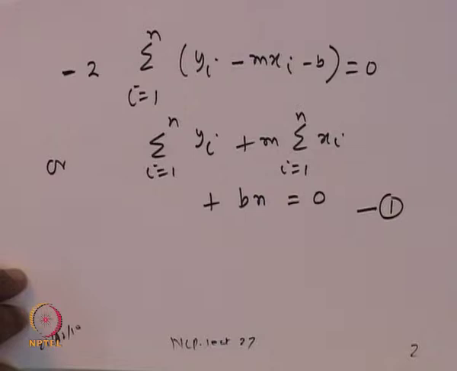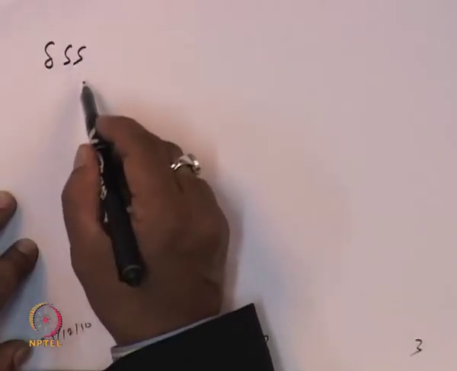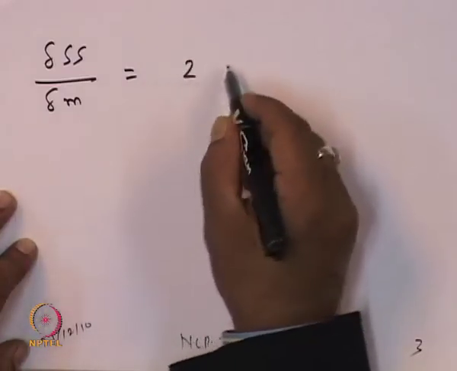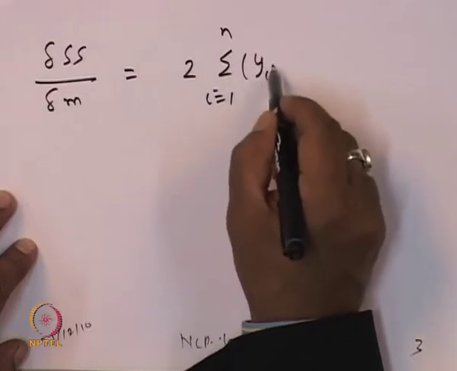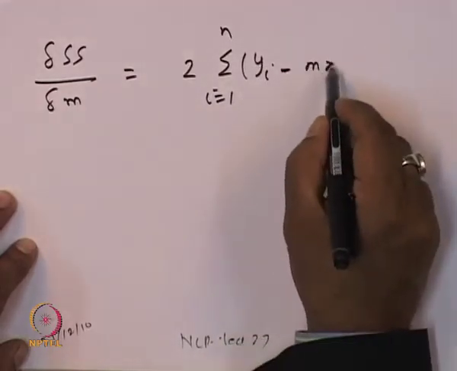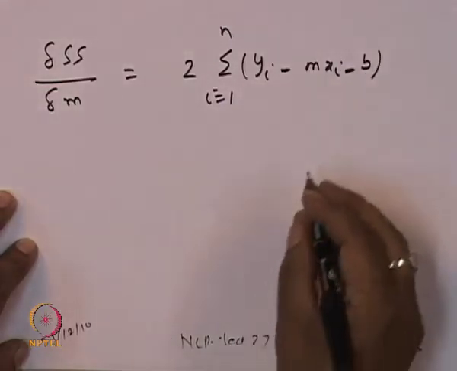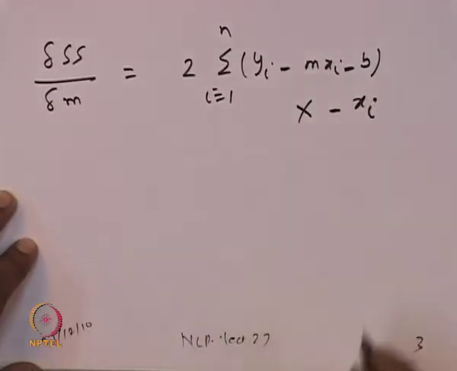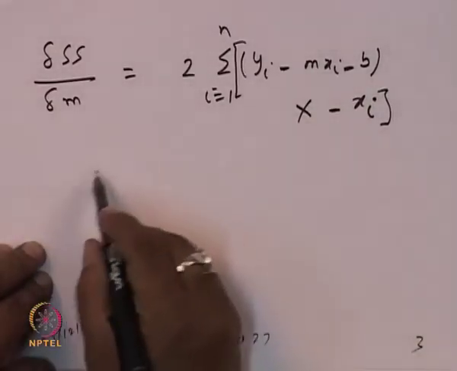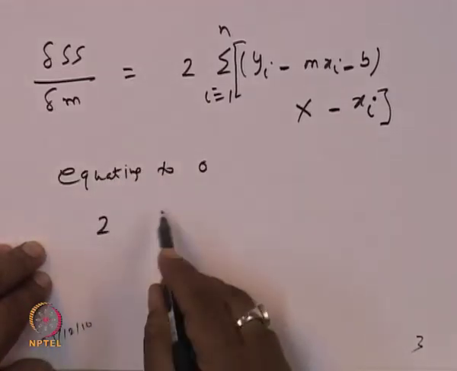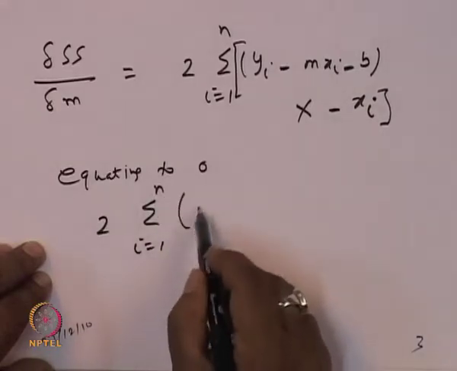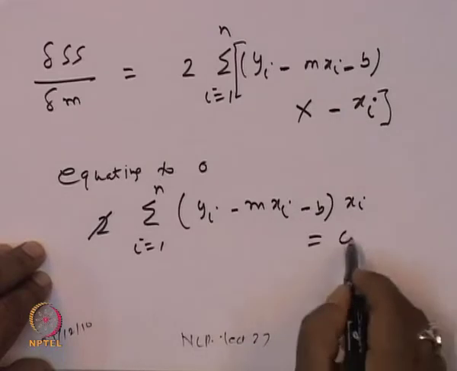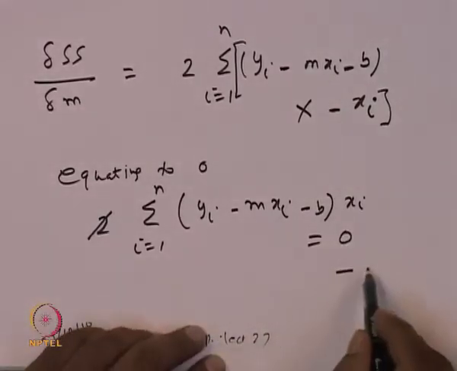If I take the partial derivative with respect to m, then delta S S by delta m equal to 2 into sigma i equal to 1 to n (y_i minus m x_i minus b) into minus x_i. So, equating to 0, we have sigma i equal to 1 to n (y_i minus m x_i minus b) into x_i equal to 0. So, this is equation 2.